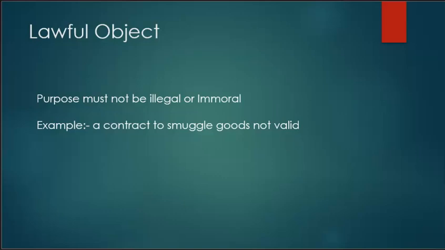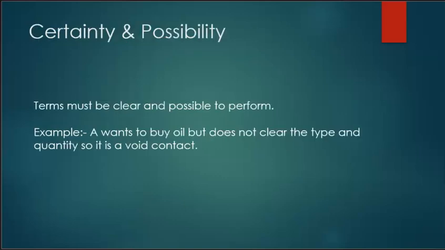The next point is certainty and possibility of performance. The contract must be possible to perform. It can't be something that is physically or legally impossible. A contract to bring someone back from the dead is not valid. Or in this case, A wants to buy oil but does not clear the type and quantity, so it is a void contract, not a valid contract.